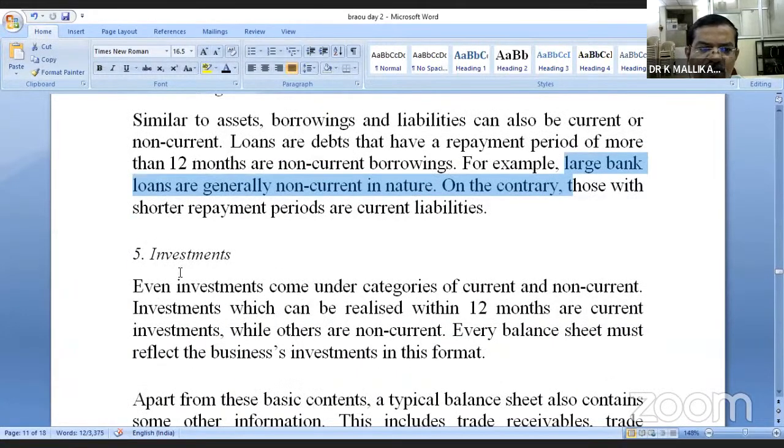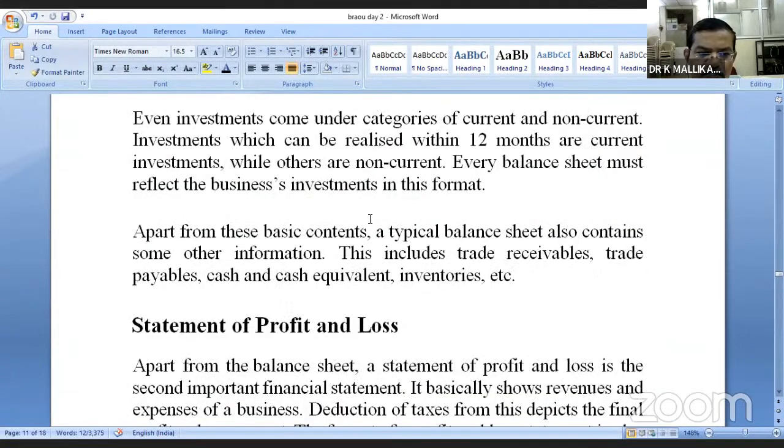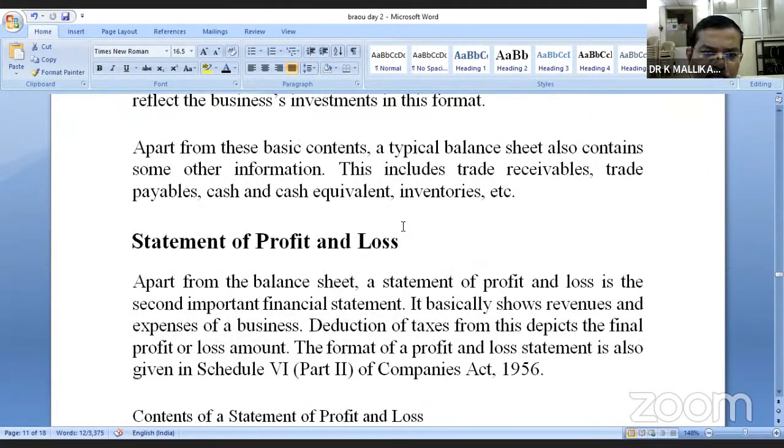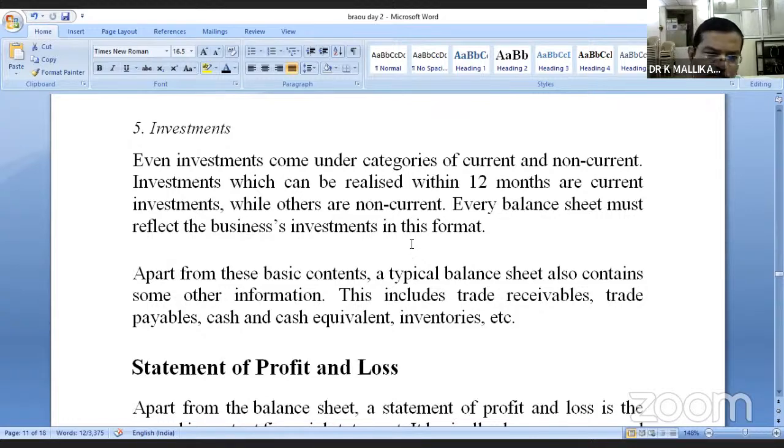The investments are also the same: current investments and non-current investments. Current investment is nothing but less than one year, and non-current means more than one year of business. These are the basic contents in the balance sheet.